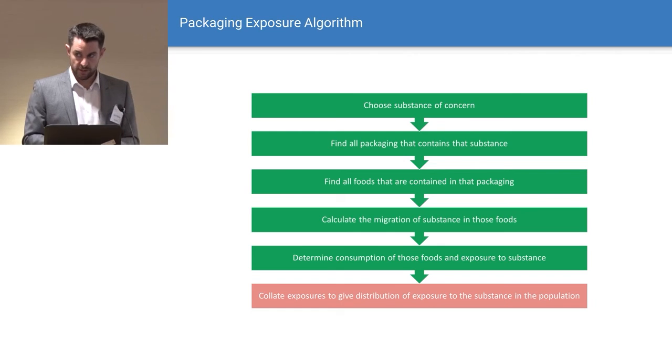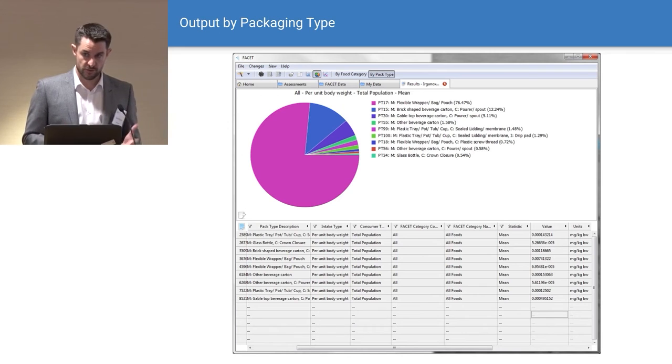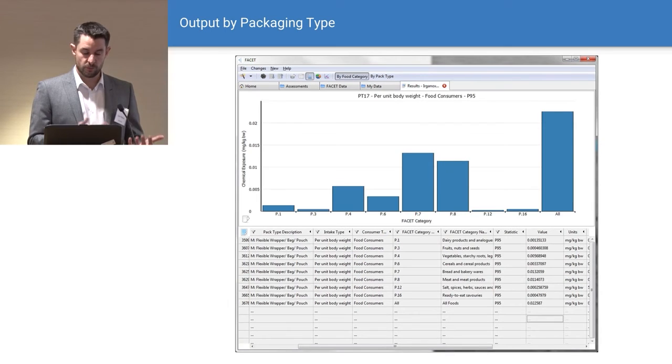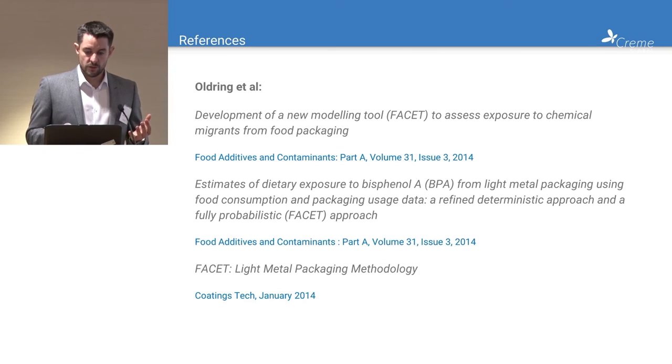Finally, we need to combine all the exposures to give a distribution of exposure in the population, and this is what the software does. These are a couple of screenshots. This is dietary exposure to a food chemical present in food packaging, broken down by contributing packaging type. So this is the power of this approach. You can see how different packaging types are contributing to your exposure in the population. And again, if you want to make a risk management decision, you have a lot more information with which to do it. Equally, you can break your exposure down by contributing food categories, to see what foods are driving your exposure in the population.